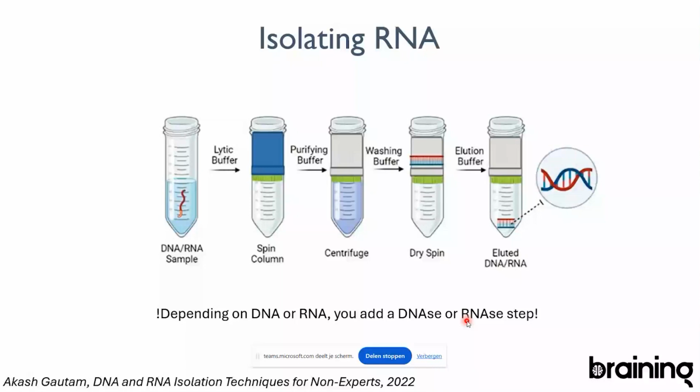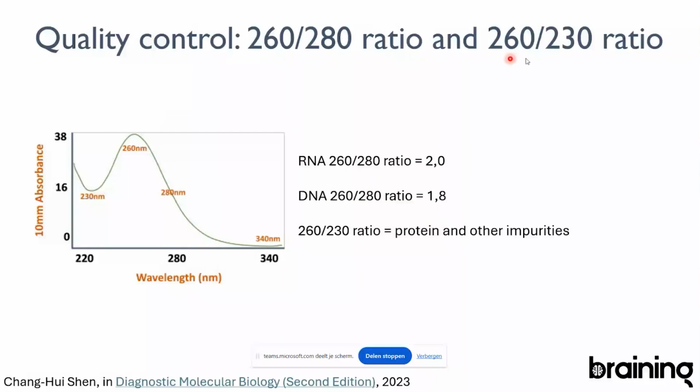And then there's the quality control. I'm quite sure that all of you have heard about the 260/280 ratio and the 260/230 ratio. So if we put our solution of RNA through a spectrophotometer, what we want for RNA is a 260/280 ratio of 2. For DNA, we would use a 260/280 ratio of 1.8. And then the 260/230 ratio, that's for proteins and other impurities. We also want that to be around 2.1, 2.2. So that's the first way to look at the quality.